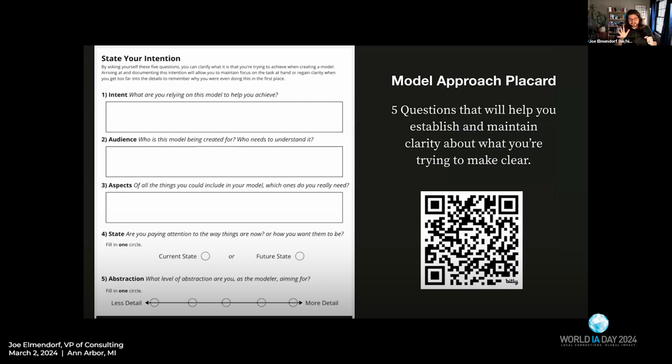So 5 questions. Not very complicated questions, but they are really helpful in establishing and maintaining clarity about what it is that you're trying to make clear in this model, in any model that you make, so that you can put good and spacious boundaries around what you are and what you are not focusing on right now, whatever it may be. This QR code will take you to that Miroverse link if you want to grab the Miro version of this. But like I said, 5 questions, 5 words will help a lot.